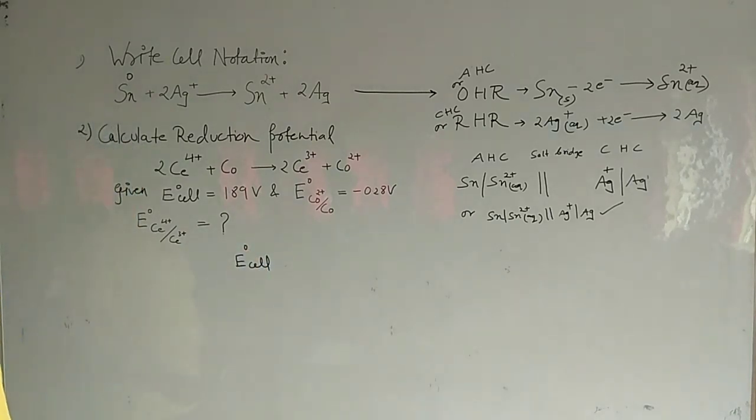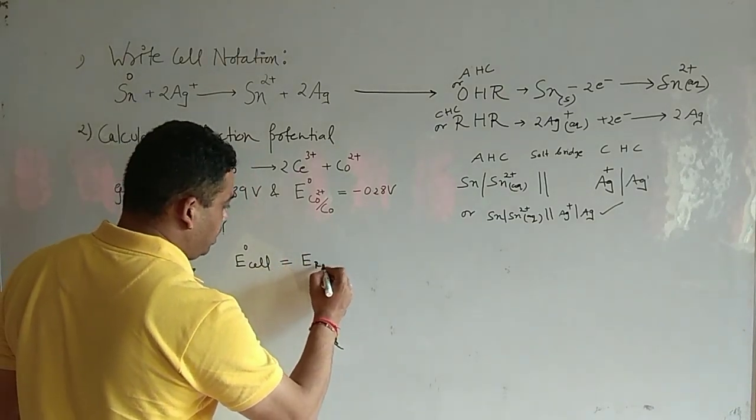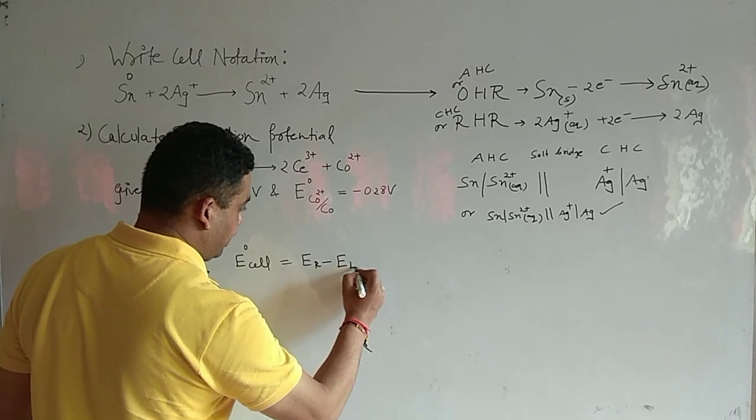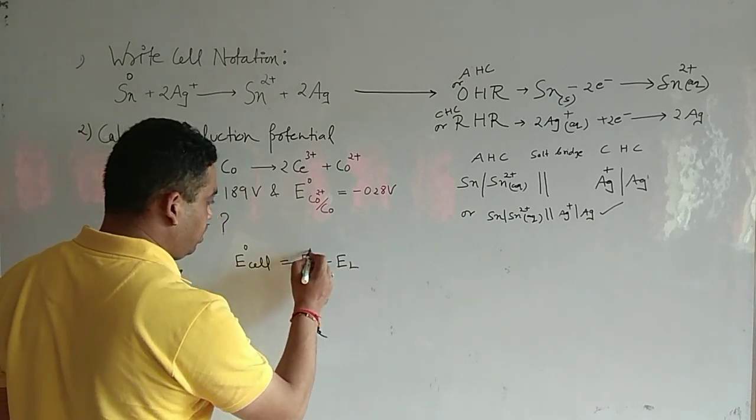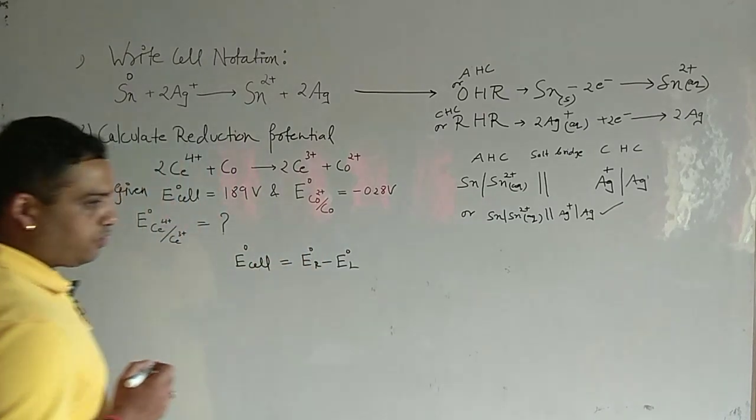What is the meaning of this standard and all? You know, E cell equals ER minus EL. That is, the standard electrode potential of the right hand side minus the standard electrode potential of the left hand side.